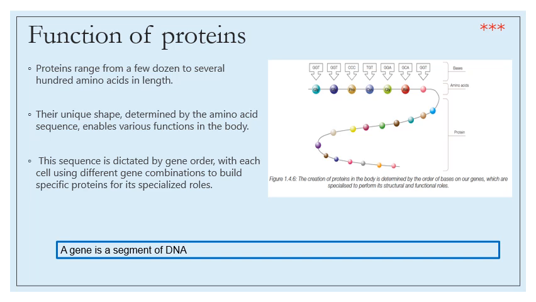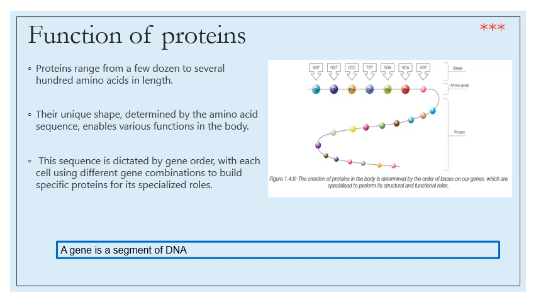So why are these long polypeptides really important for our bodies? Proteins range from a few dozen to several hundred amino acids in length. Their unique shape is determined by the amino acid sequence that is involved, so which amino acids are in each order. And this enables a different protein to be folded and different functions in our body.